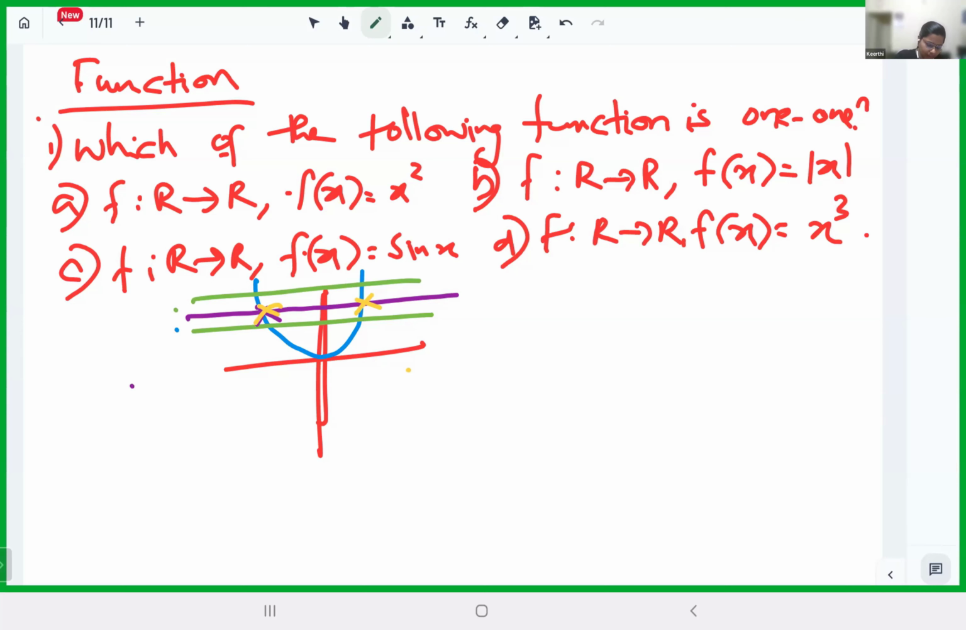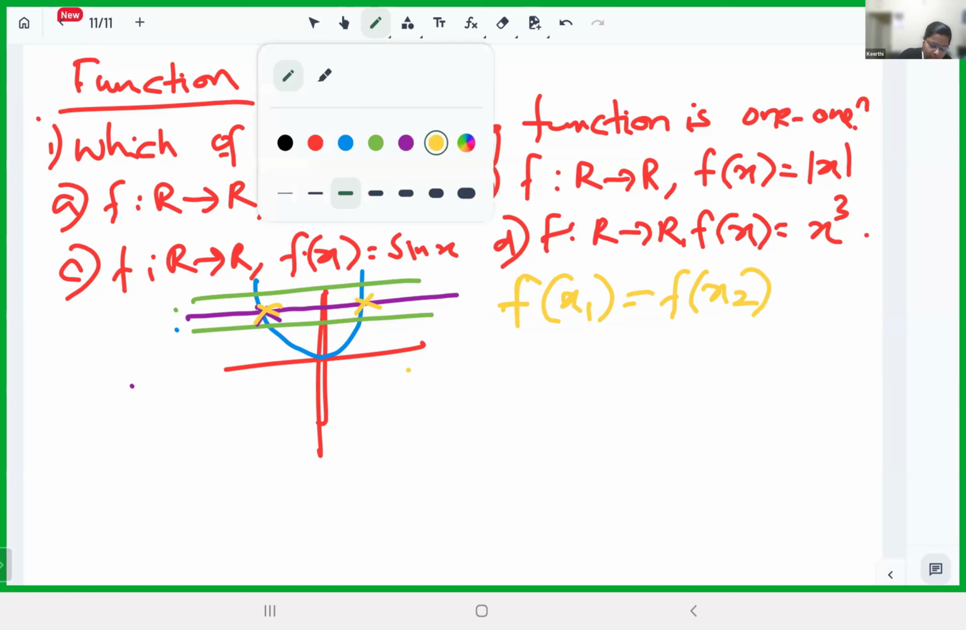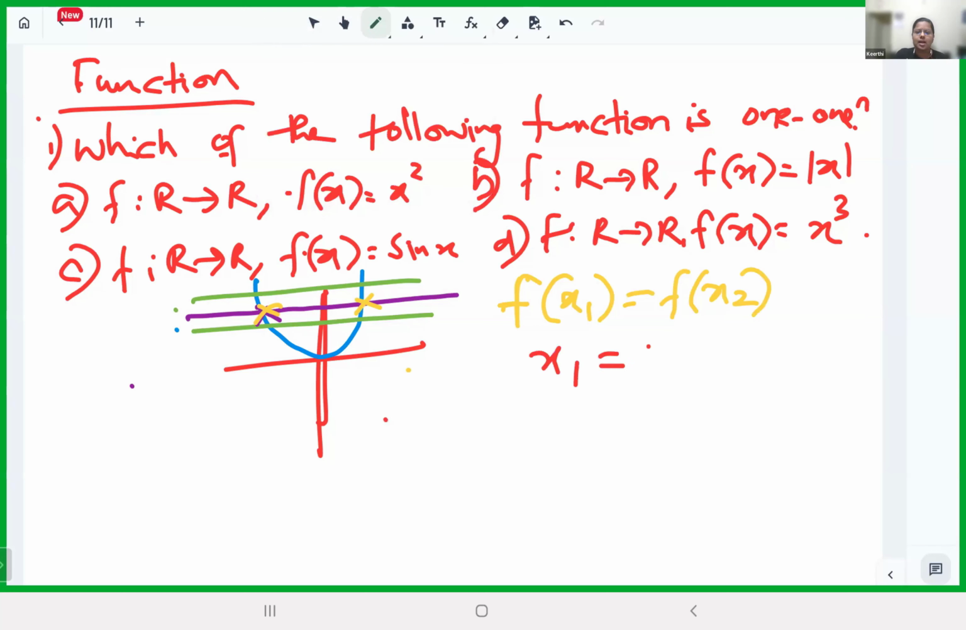This is one method. Or else we know the definition of a 1-1 function, right? If f of x1 is equal to f of x2, then x1 should be equal to x2. This is the condition of a 1-1 function: f of x1 is equal to f of x2 implies x1 is equal to x2, right? So let's consider f of x is equal to x, we'll start with x.